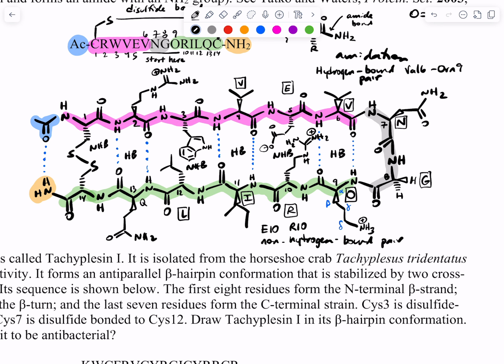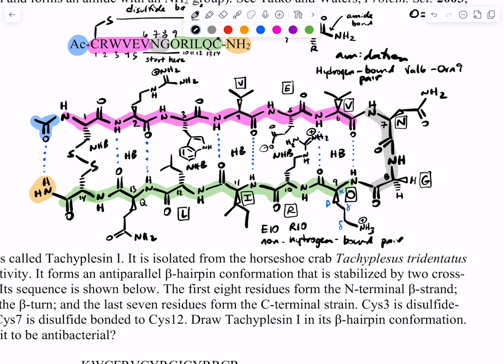One interesting feature of the beta turn is that in a hydrogen bound pair, the two side chains are pointing away from the space between the strands, and they're both on the same side. And then in a non-hydrogen bound pair, the two side chains are pointing up towards the opposite side, but now towards each other. So it's thought that amino acids at a non-hydrogen bound pair position actually approach each other closely.